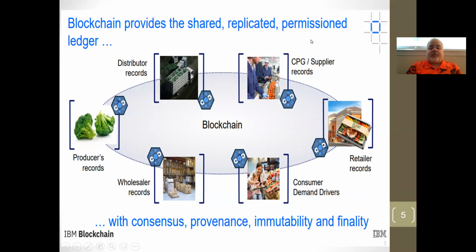Blockchain provides the shared, replicated, permissioned ledger. So again, the permissions say who gets to see what, who has the key to unlock what pieces of blocks in that chain or database. With consensus, provenance, immutability, and finality. So everybody agrees, and it's in a safe and reliable format.